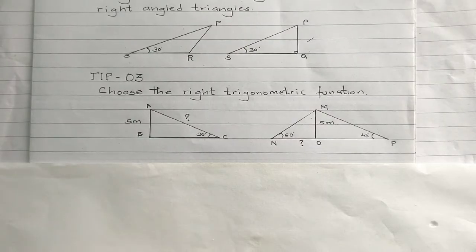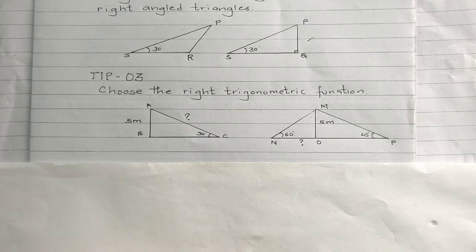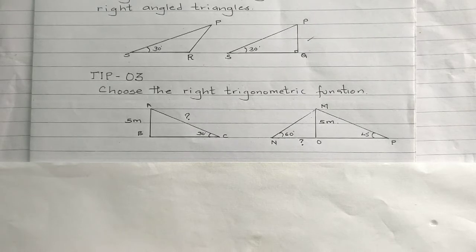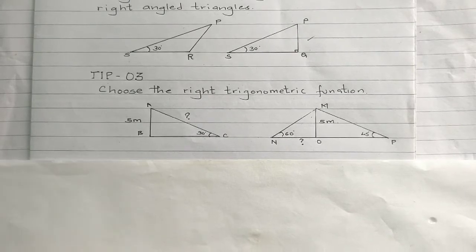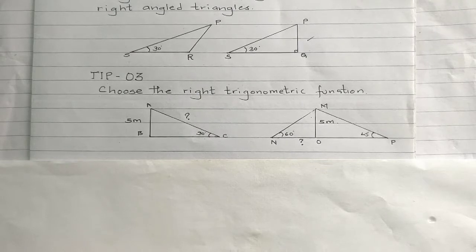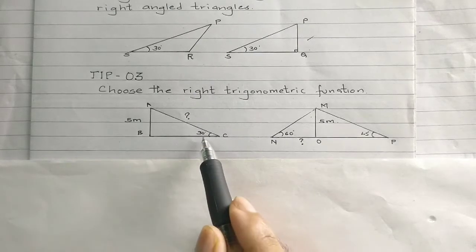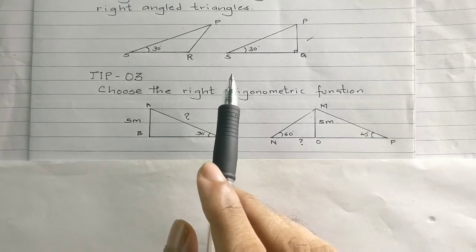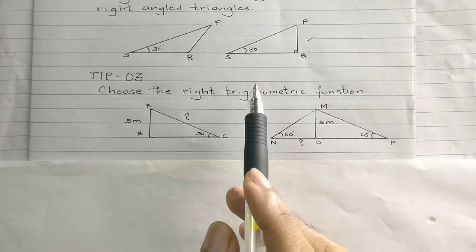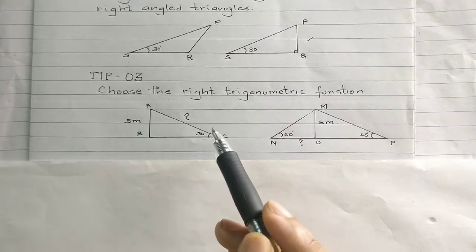Tip number 3. Choose the right trigonometric function. Now it is very simple to choose the trigonometric function, but most of the times students get confused whether I should use sine or cos or tan or cot, sec, cosec. Which function should be used? It's very simple. Now once you have chosen the angle, and we know that the second tip was telling us you have to use a right angle triangle, is only because trigonometric functions work when there are right angles.